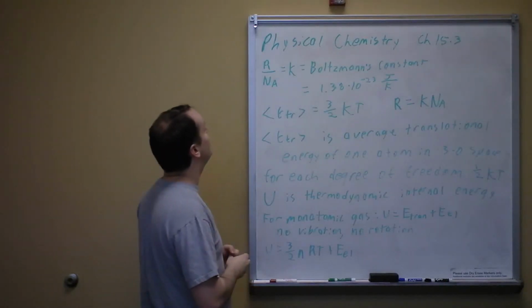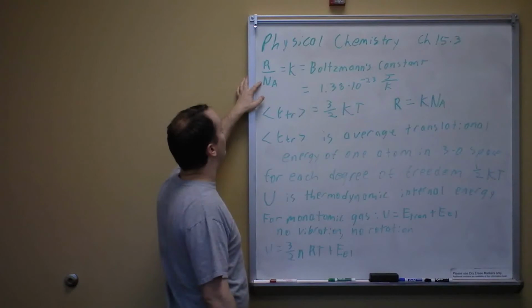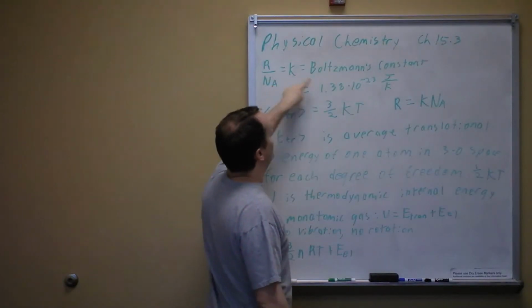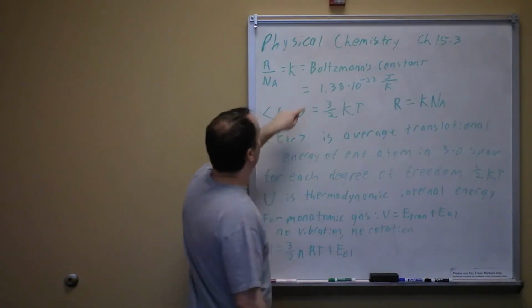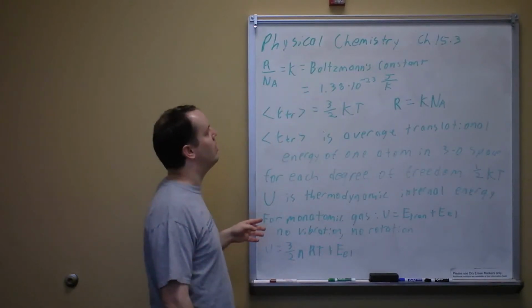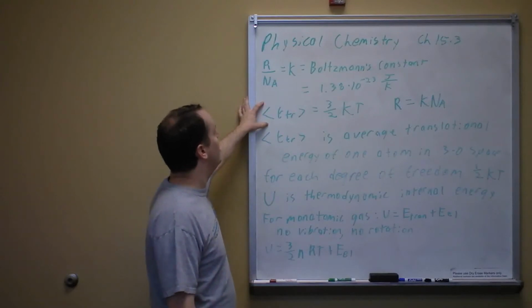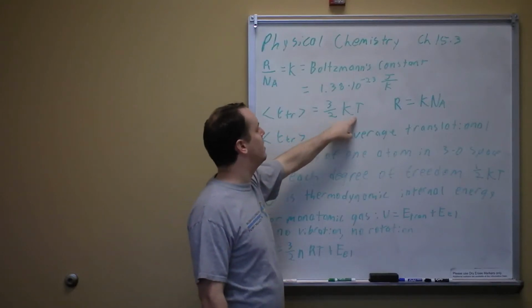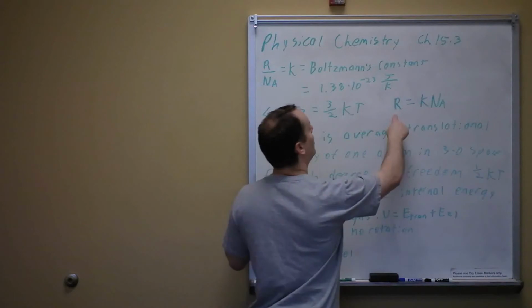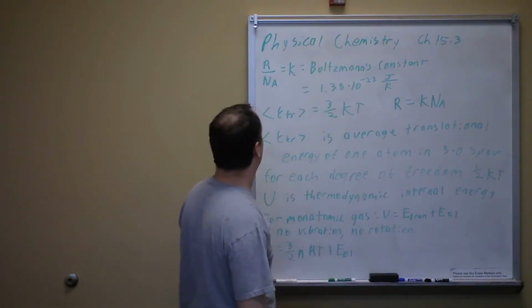Continuing on with temperature, so we know that the gas constant R divided by Avogadro's number will give us k, which is called Boltzmann's constant. Boltzmann's constant is equal to 1.38 times 10 to the negative 23 joules per Kelvin. And we know the average energy of translation is 3/2 times kT. And so we also know, just rearranging this, R is equal to k times Avogadro's number.